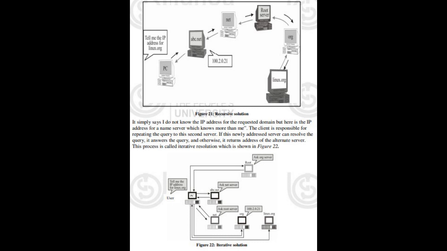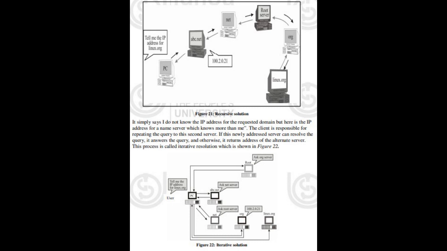It simply says I do not know the IP address for the requested domain, but here is the IP address for a name server which knows more than me. The client is responsible for repeating the query to this second server. If this newly addressed server can resolve the query, it answers the query, and otherwise, it returns the address of the alternate server. This process is called iterative resolution, which is shown in Figure 22.